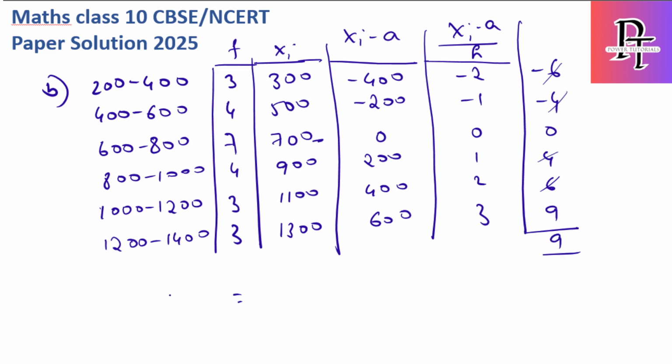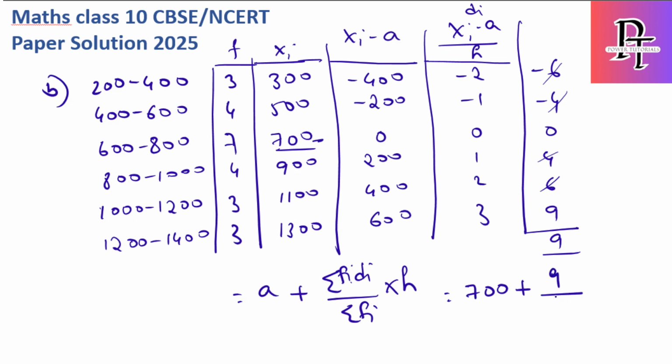So the formula for mean is, if I write this as di, a plus sigma fi di by sigma fi into h. It's not L here, it should be a. Let's substitute. The a value I have assumed as 700, so 700 plus 9 by sigma fi, which we already got, which is 24, into the h value, which is 200.